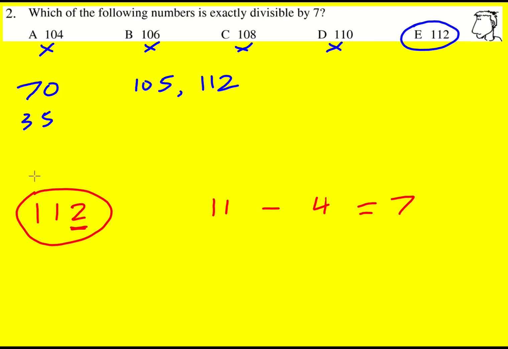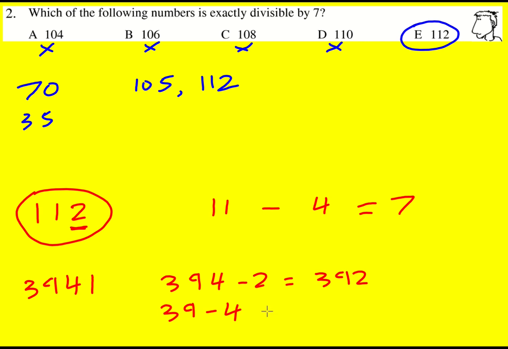So let me do one more example. I'm going to go with 3941. So we take the last digit 1 and we double it and we subtract it from 394. This gives 392. We then take the last digit from there, which is now 2, double it and subtract it from the remaining digits. And that gets us to 35, which we can recognize is divisible by 7.